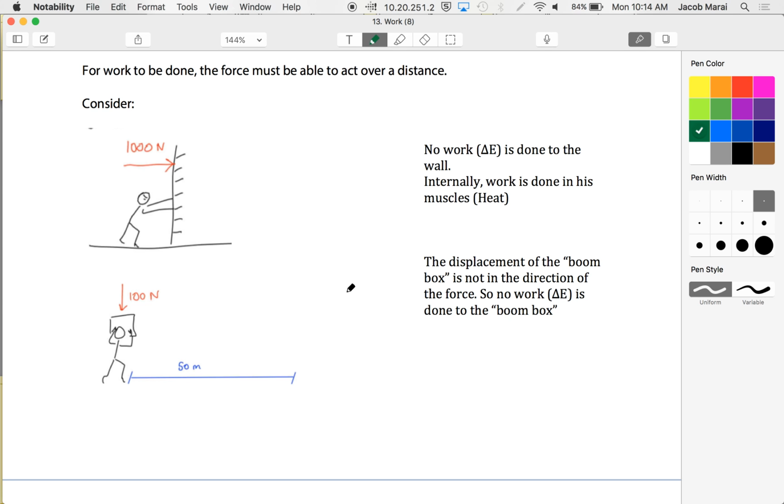Now, we go back to the idea of the force has to act over a distance. So in this scenario, could you please write S equals 0, W equals F times S, so there's no transfer of energy. Okay?